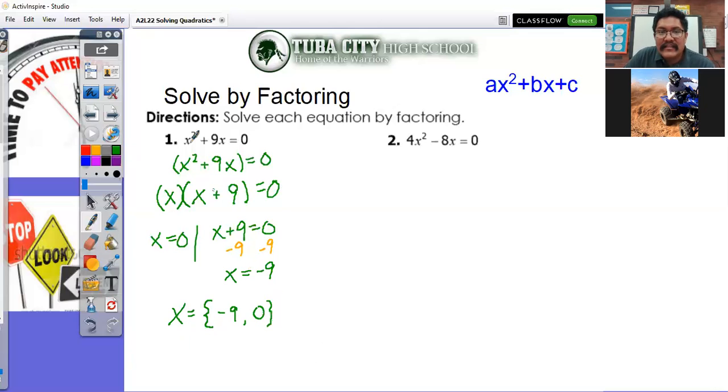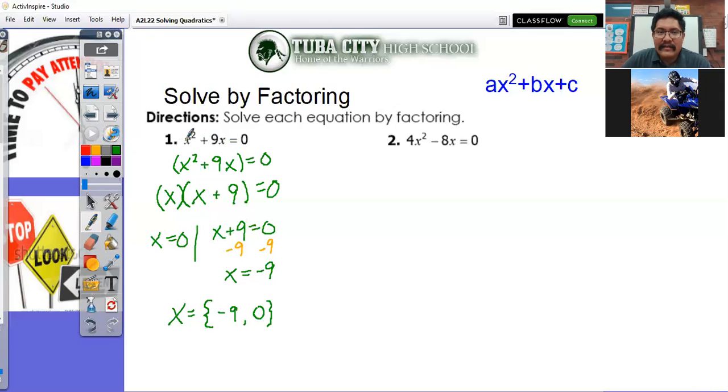Now, if I plug these numbers back into the original, it should be a true statement. So negative 9, okay, let's just do this in our heads. Negative 9 squared is, well, negative 9 times negative 9 is 81, so positive 81. But negative 9 times positive 9 is negative 81. So we get 81 minus 81, which is 0, which is true. So that means this is a solution because 0 equals 0. They balance out the equation.